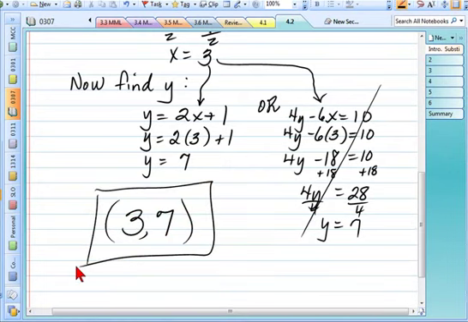I found the point of intersection, and I never graphed a line. But I promise if you did graph these two lines, they would cross at the point 3, 7. Substitution is an algebraic method to accomplish the same thing. So let's practice it a few times.